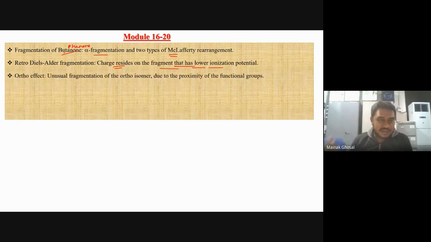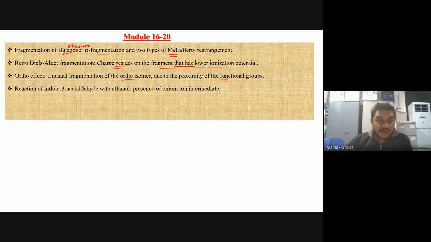Now there was a discussion on the ortho effect. The ortho effect is nothing but unusual fragmentation of the ortho isomer due to the proximity of the functional groups. The discussion was on ortho-nitrotoluene, para-nitrotoluene and meta-nitrotoluene. You will see a peak at around 119, 120. This peak was much higher in intensity for the ortho isomer due to the proximity of the functional group, which is not observed for the meta or para isomer.